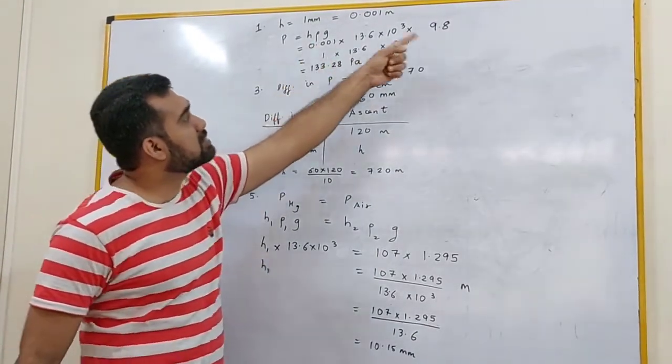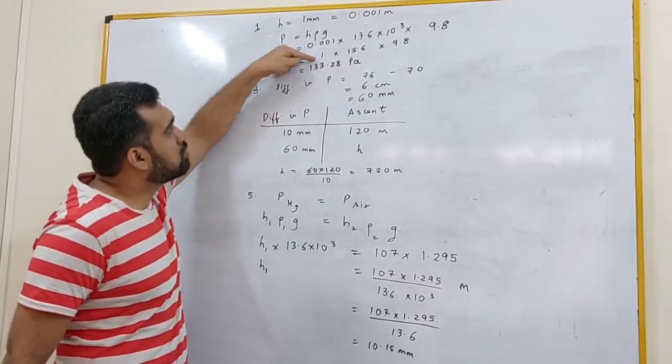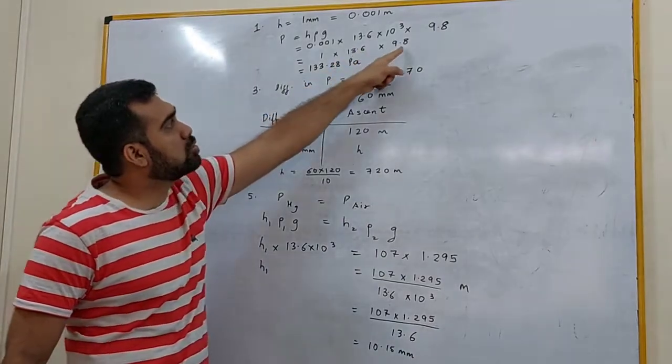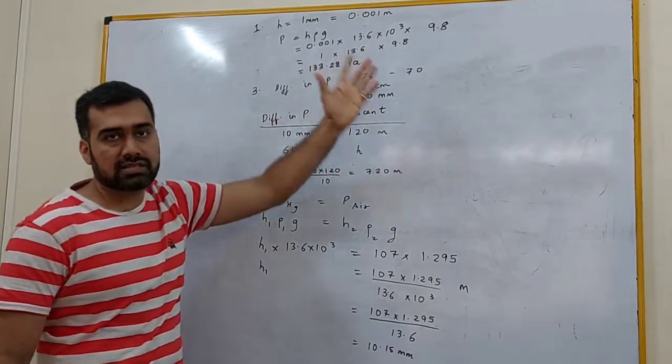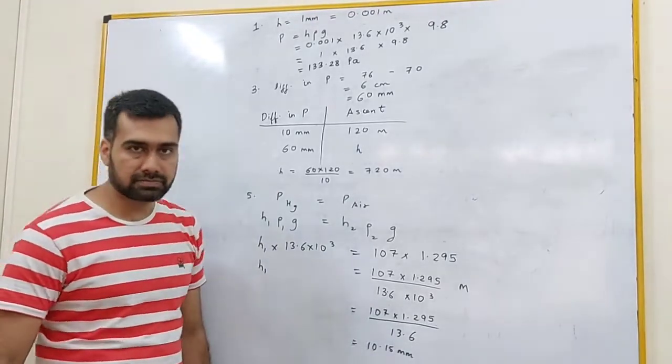So we multiply this. I borrow the 1000 to shift the decimal places. This becomes 1, and 13.6 into 9.8 gives us this answer. Show the calculations.